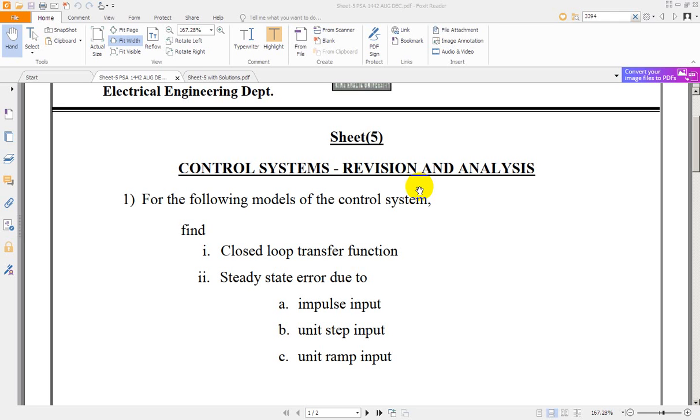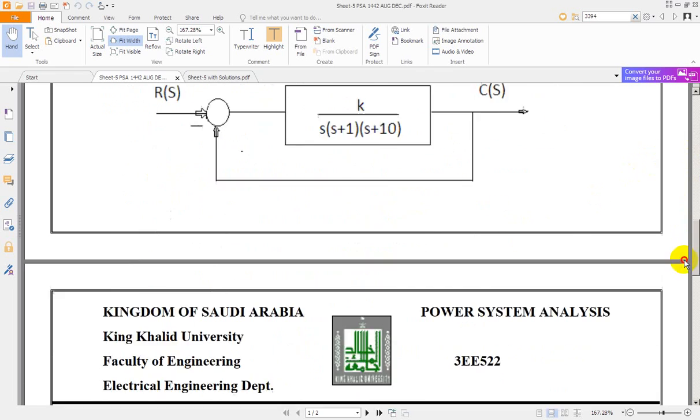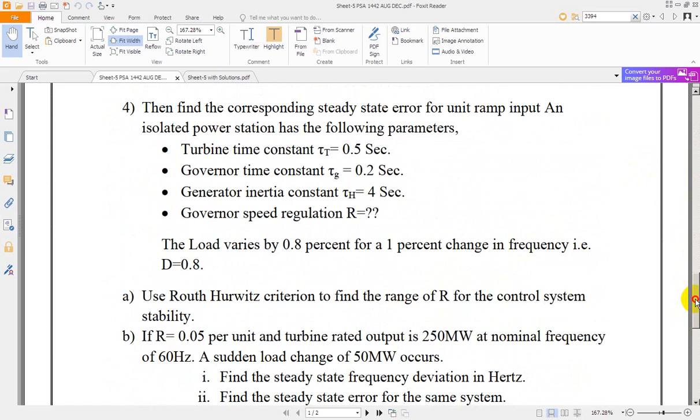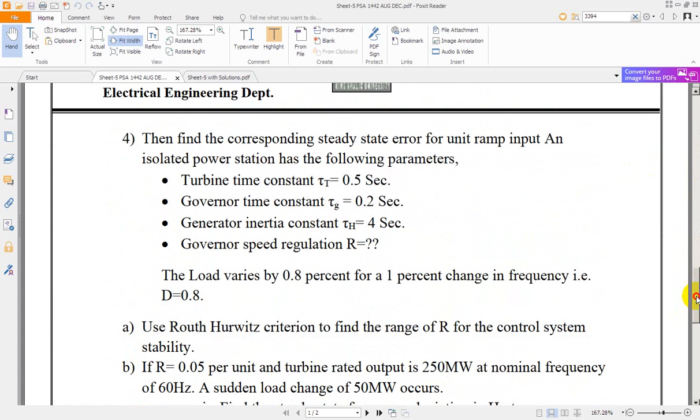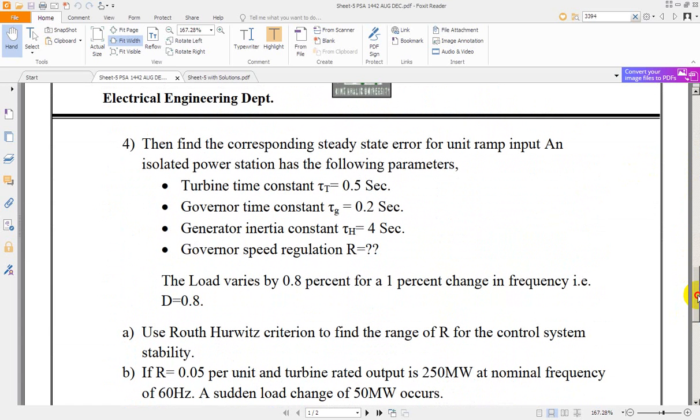Welcome to the second session of sheet 5, where we are going to evaluate the steady state, and the range of the R value for control system stability, a problem related to load frequency control.